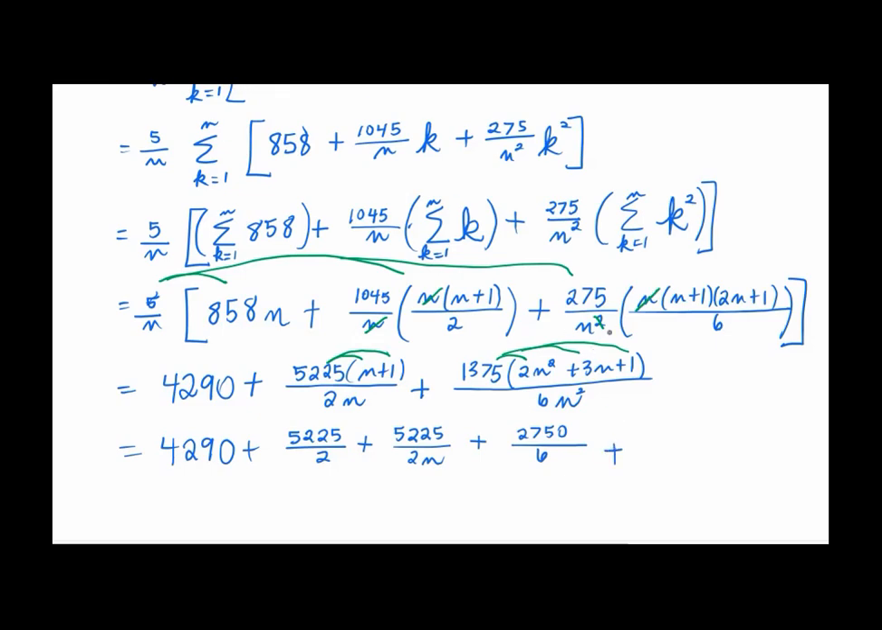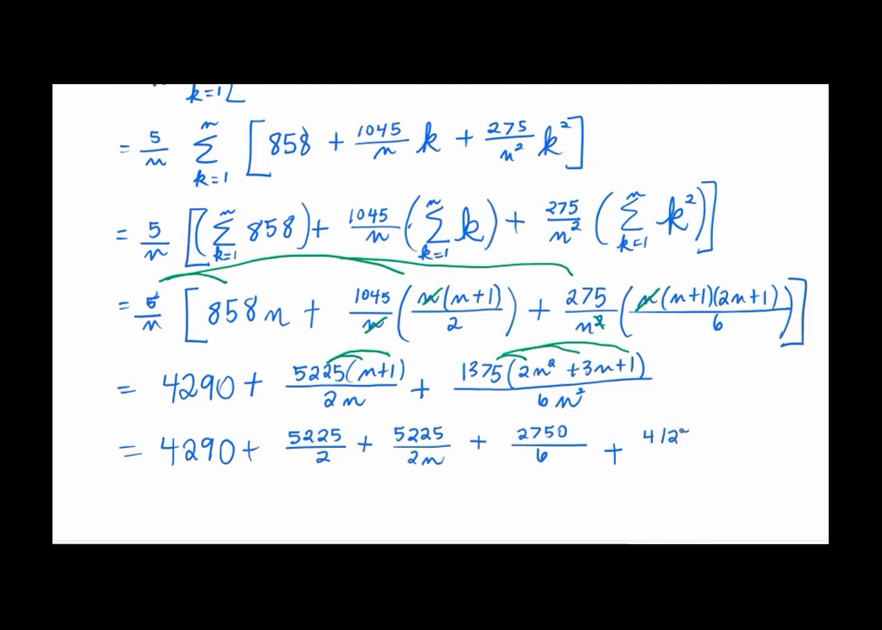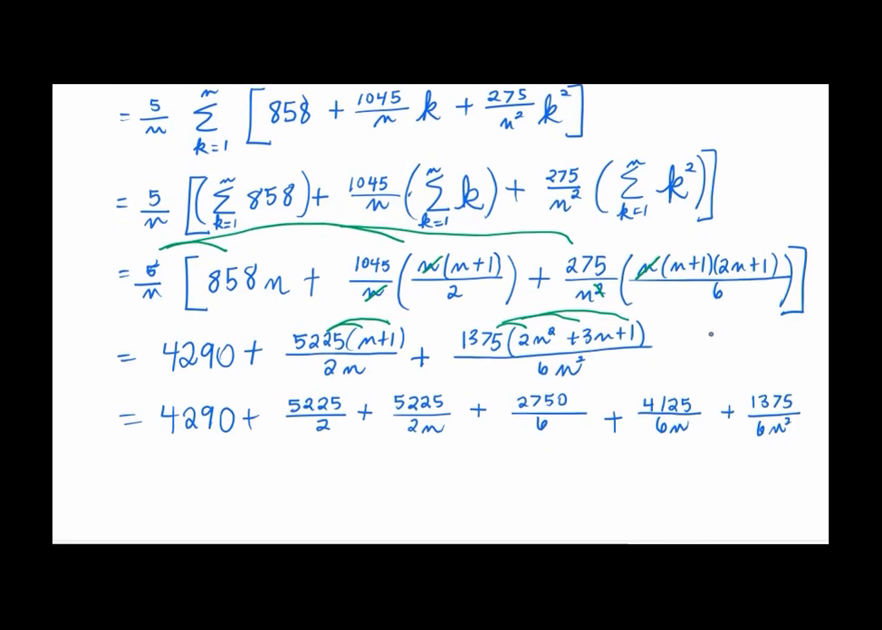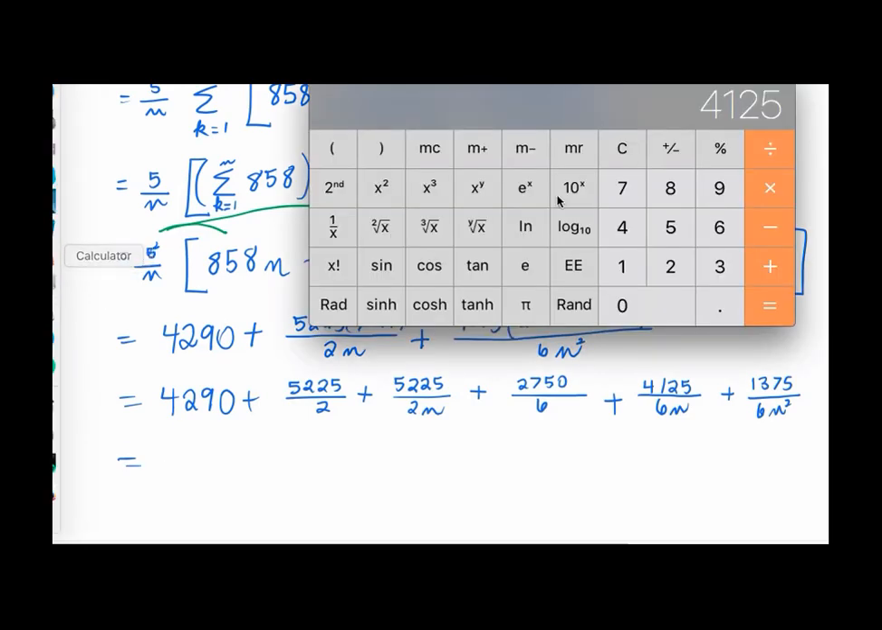Plus the next term is 1375 times 3n. 1375 times the 3 is 4125, and that's times n over 6n squared. So one of those n's cancel, so it's over 6n. And the last one is 1375 times the 1 is 1375 over 6n squared. Okay, we are almost there. So now let's finish simplifying and combining like terms.